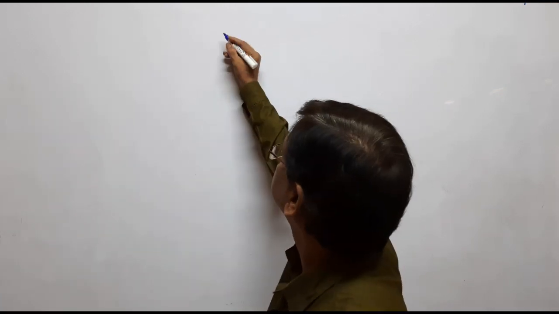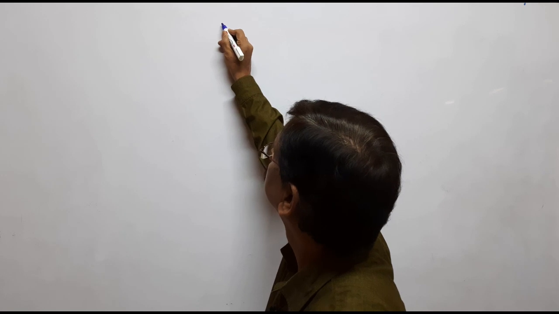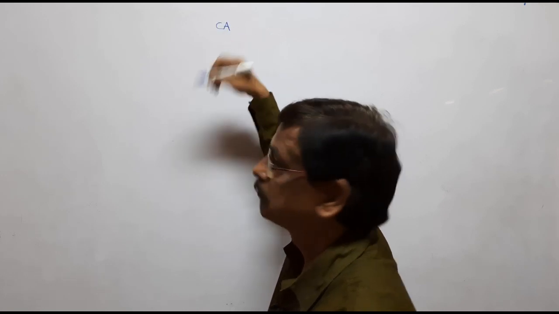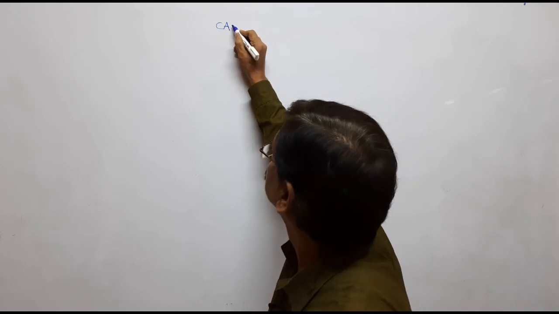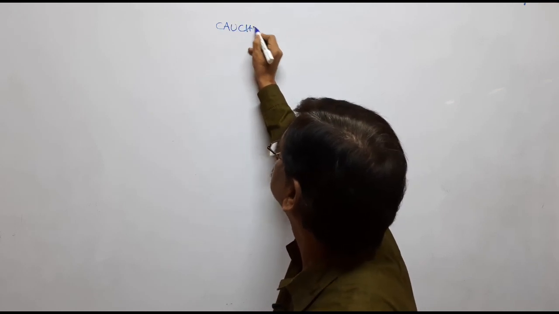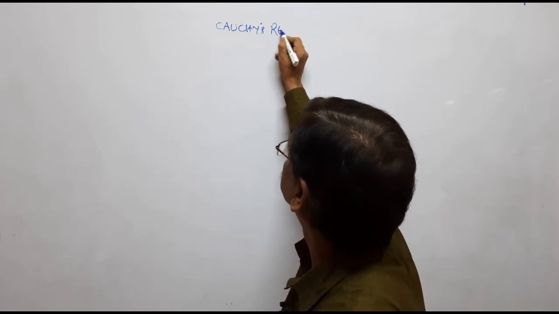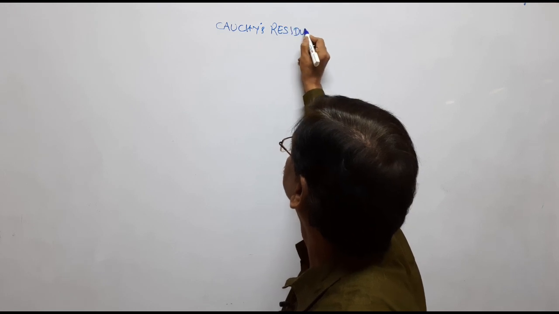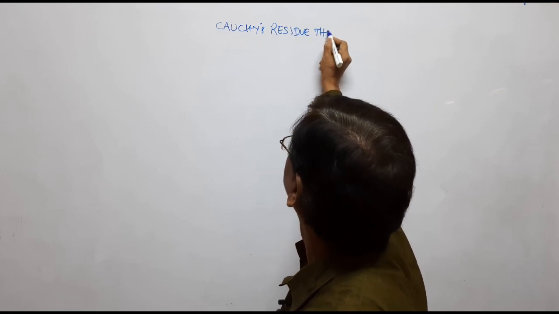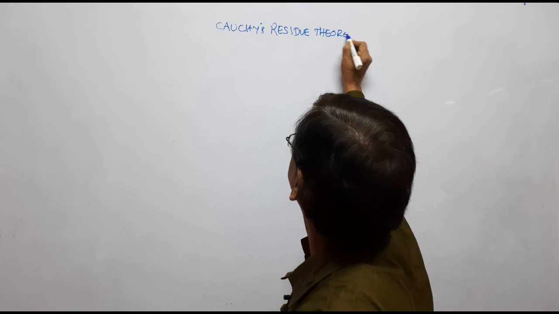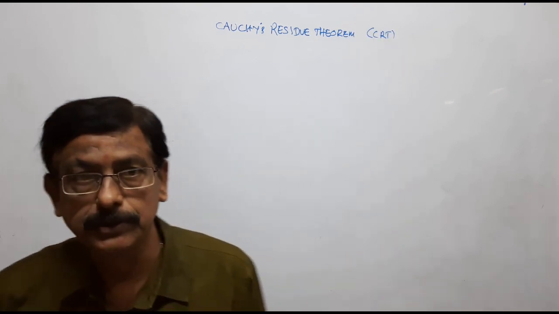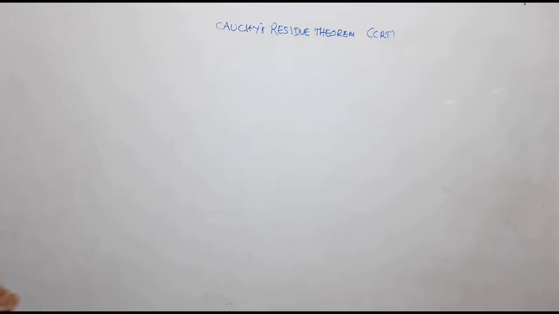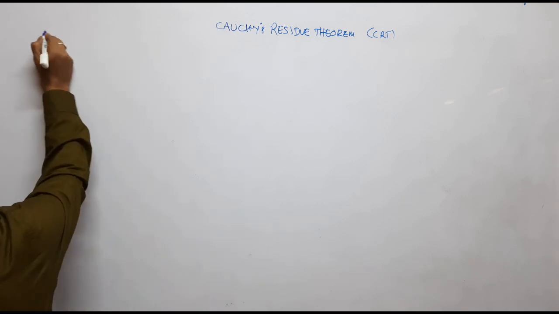So let us continue with the further singularities, poles, and now Cauchy's residue theorem. I will simply say CRT for convenience. I'll use CRT for Cauchy's residue theorem. The theorem is like this.